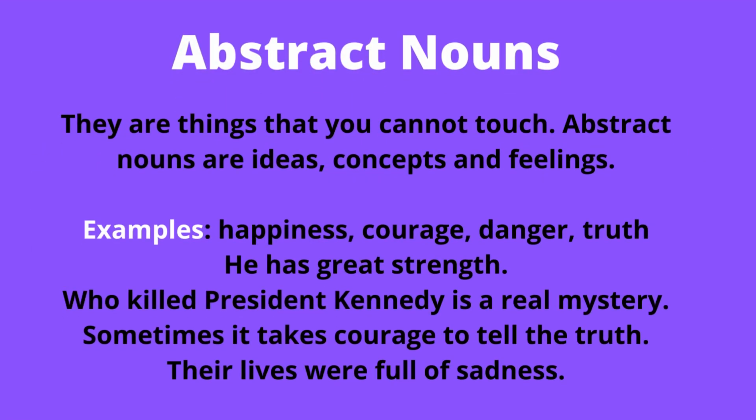Now let us see abstract nouns. Abstract nouns are the opposite of concrete nouns. They are things that you cannot touch. Abstract nouns are ideas, concepts, and feelings. For example, happiness, courage, danger, and truth, etc. Now let's see the examples. He has great strength. Who killed President Kennedy is a real mystery. Sometimes it takes courage to tell the truth. Their lives were full of sadness. Here, strength, mystery, truth, courage, and sadness are all abstract nouns because we can't touch them, or these are the opposite of concrete nouns.